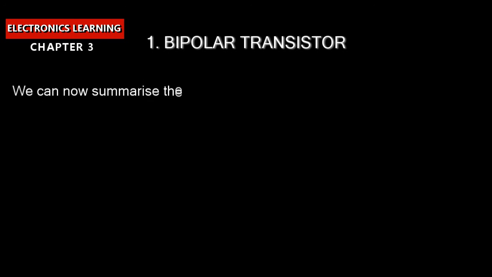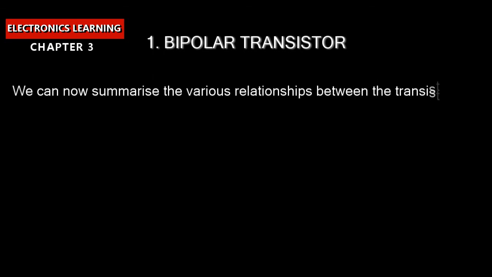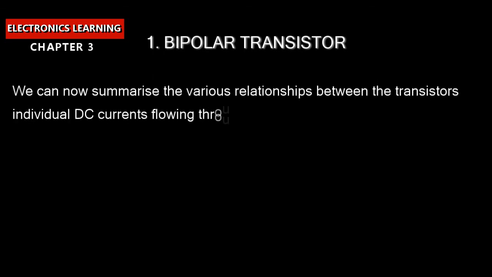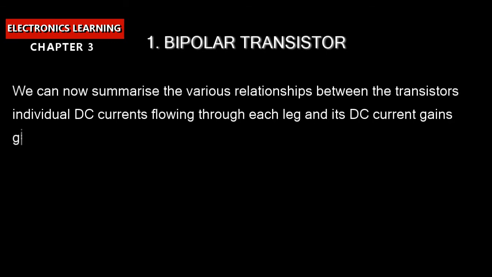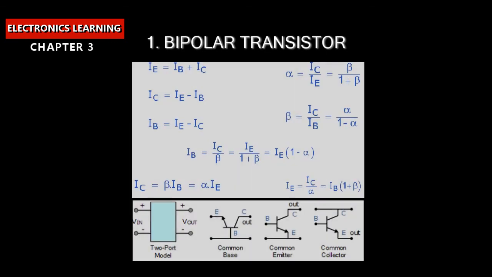We can now summarize the various relationships between the transistor's individual DC currents flowing through each leg and its DC current gains given above in the following table. With the generalized characteristics of the different transistor configurations given in the following table.